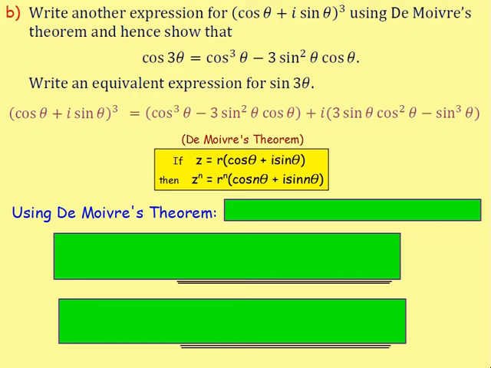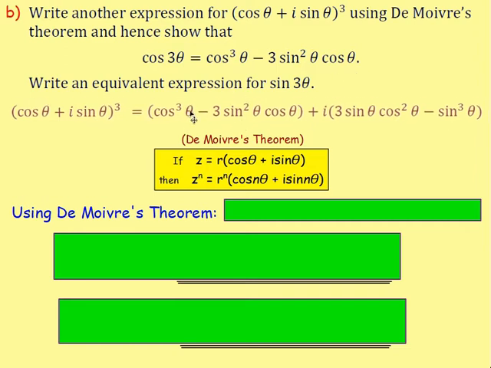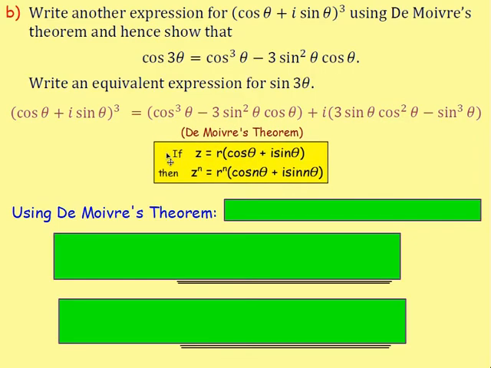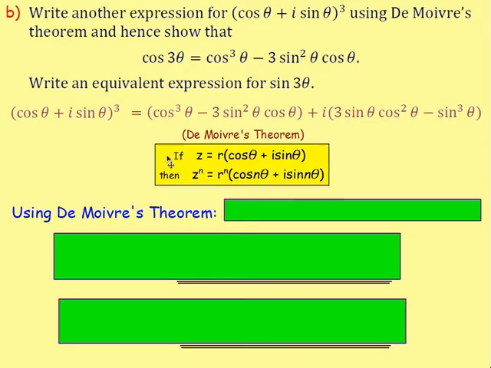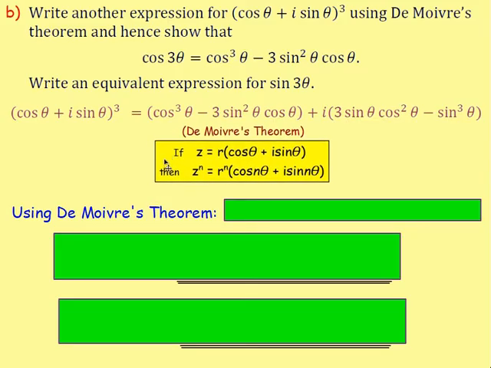Part B, write another expression for cos theta plus i sine theta cubed using de Moivre's theorem, and hence show that the cos 3 theta equals this. So this is our answer. This is what we had for part A, but now we're asked to write down another expression for it using de Moivre's theorem. Remember this here. This part is de Moivre's theorem.